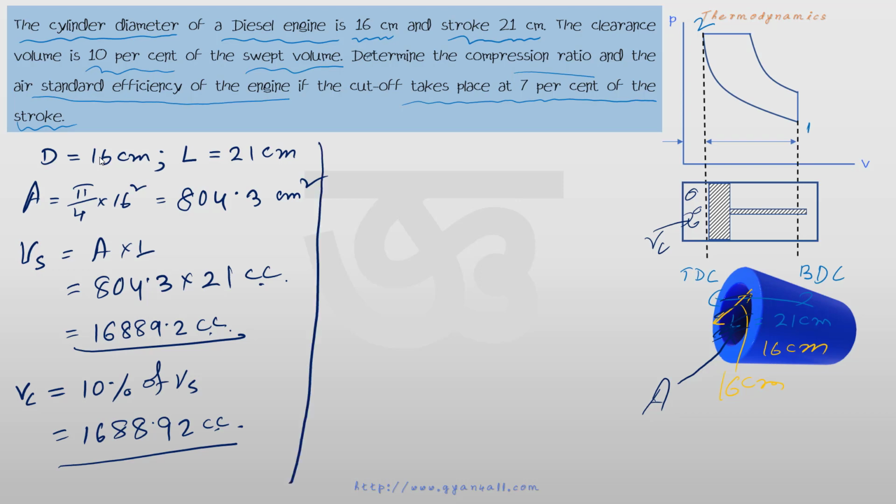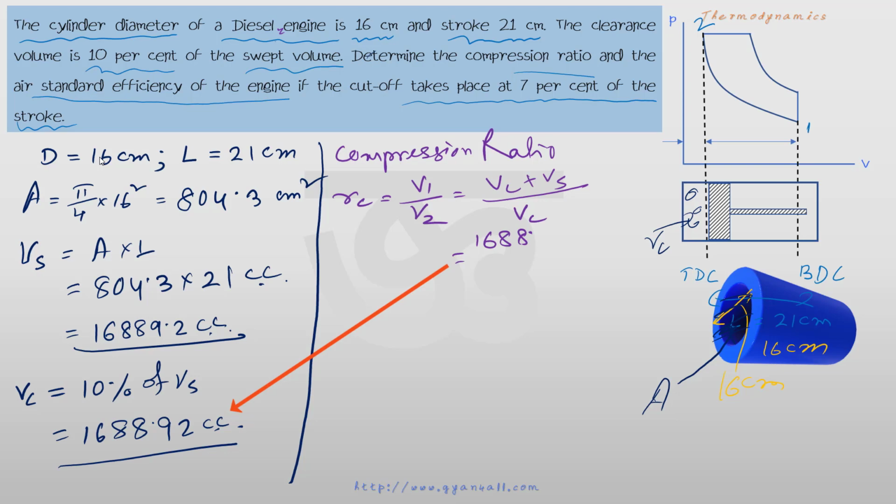We have to find out Rc. So compression ratio Rc is equal to V1 by V2. From the PV diagram you can see that the compression ratio is equal to Vc plus Vs divided by Vc, because V2 equal to Vc. So if we put the values, 168.92 plus Vs, which is 16889.2, divided by 168.92, then it will be equal to 11 approximately. So this is the compression ratio.